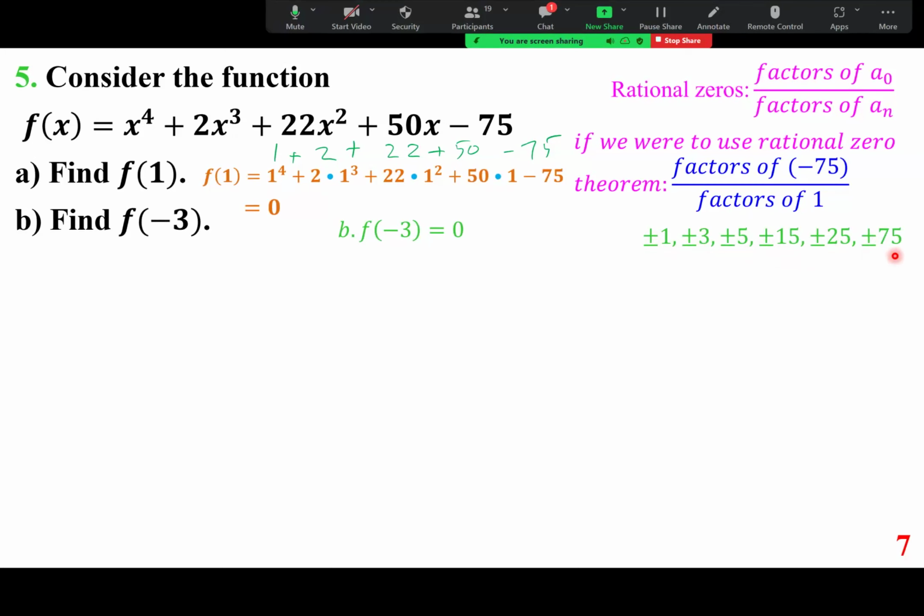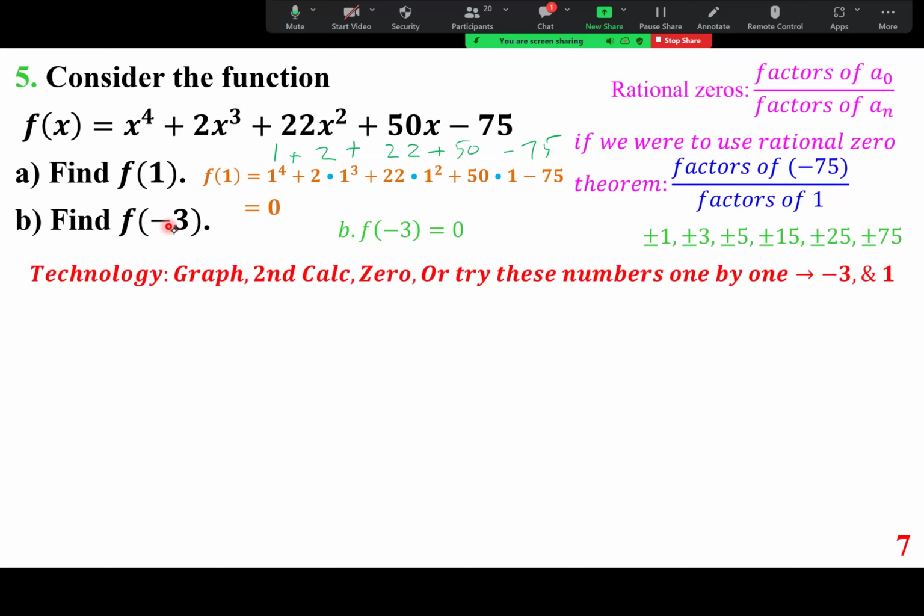And 2 of them happen to work out, in this case 1 and negative 3, and there may be more, but as long as you have 2 of them, remember this is degree 4, you can divide by x minus 1. This means you can divide by x plus 3. So if you divide by the product of those two, you get a quadratic function. You can figure out the next as far as finding it if you were on your own. However, you can use technology, perhaps second calculator zero, or try these numbers one by one. And we already have 2 of those working.